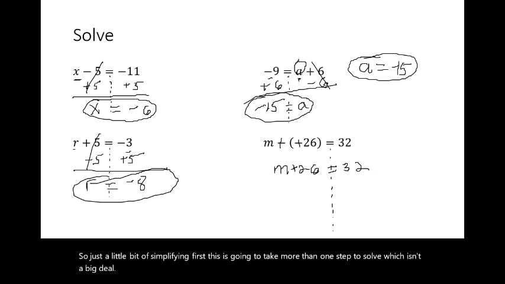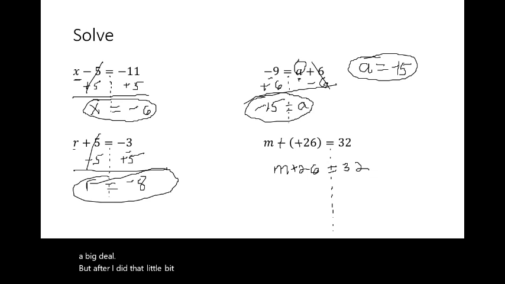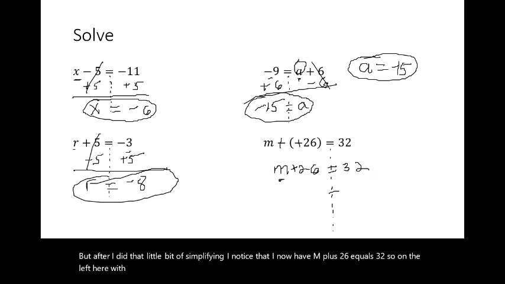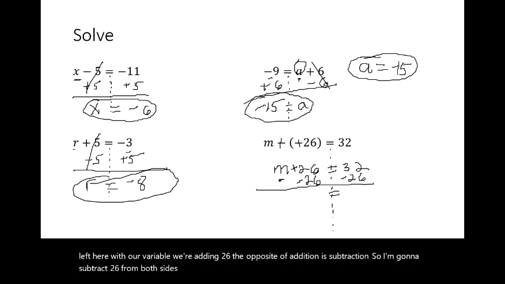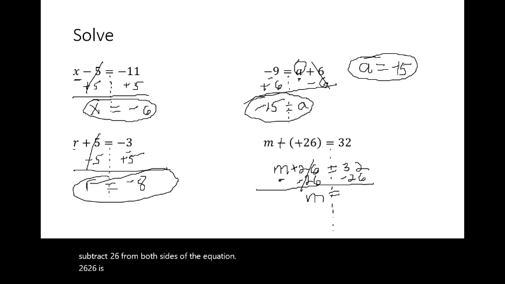But after I did that little bit of simplifying, I noticed that I now have m plus 26 equals 32. So on the left here, with our variable, we are adding 26. The opposite of addition is subtraction. So I'm going to subtract 26 from both sides of the equation. 26 minus 26 is 0, leaving us with m by itself. And then on the right, 32 minus 26 is 6.